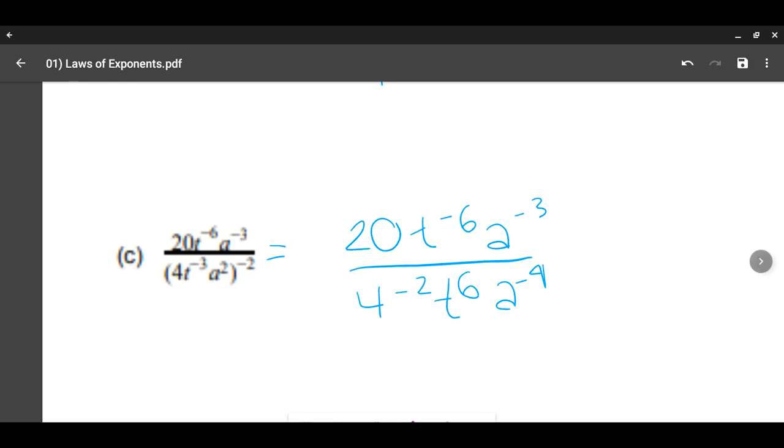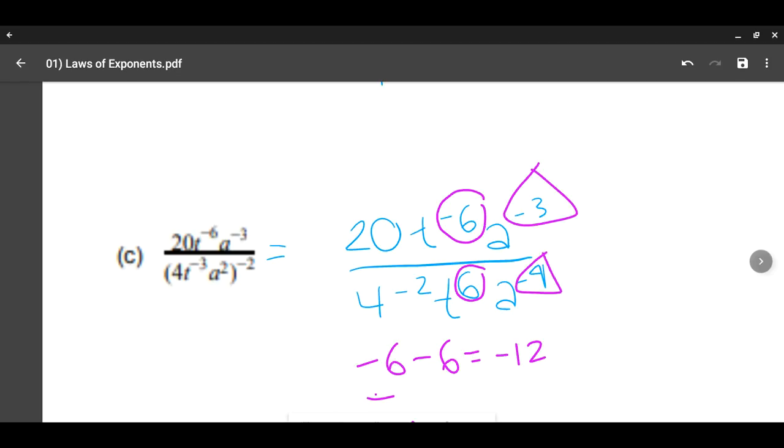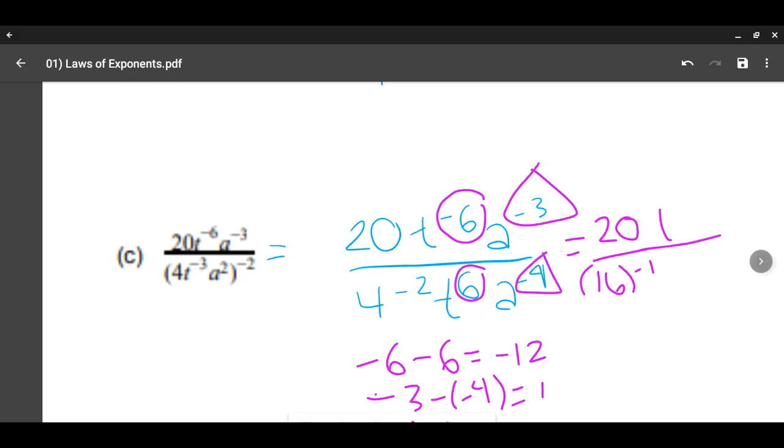So when I look at my exponents that go with t, I have negative 6 minus 6. That's negative 12. When I deal with the exponents for the a, I have negative 3 minus a negative 4. That's 1. So right now I have 20 over, this you could think of, if you want to deal with that too, 16 to the negative 1. And then right now this is t to the negative 12.